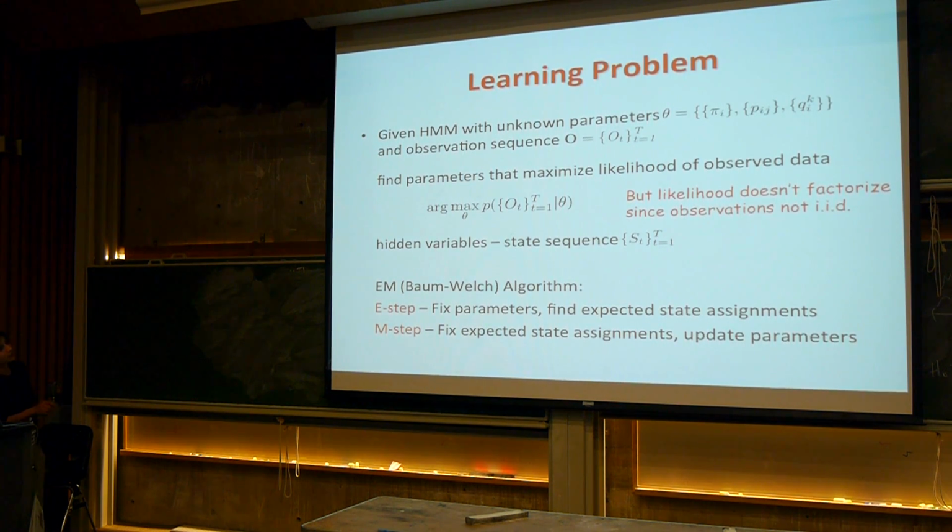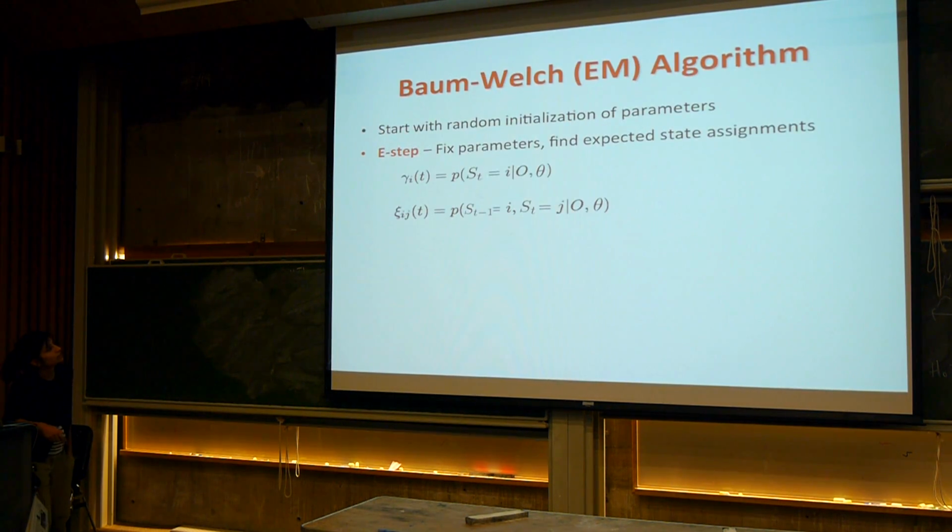So yeah, that's just a side, because in this case the observations are not IID. You can't just write it out as a product over all your observations, right? Each observation depends on the previous one. Unlike the Gaussian mixture model, there's a slight difference here, but you can still use the EM algorithm to do that. So here's how the EM algorithm looks for learning the parameters of a hidden Markov model.